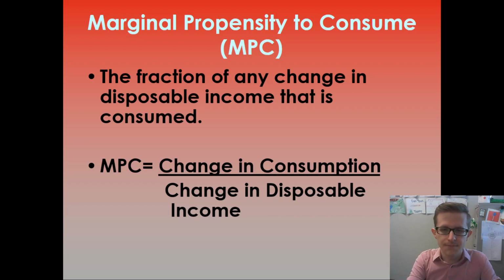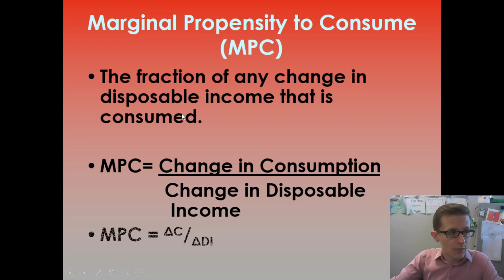Now, what we're looking at here, MPC, is the change in consumption divided by the change in disposable income, which is pretty much just saying it's the change in how much you are spending divided by the change in how much you're actually making. What this will end up looking like: change in C over change in DI.